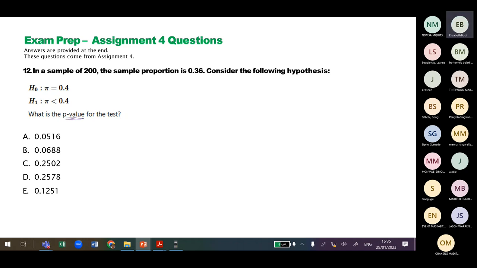What is the p-value? In order for you to find the p-value, it means you need to find the z-value first. But before we do that, we also need to identify several things on this question to help us. Because to find the p-value, we need to apply certain scenarios. So what type of test are we doing based on the alternative hypothesis? Are we doing a two-tail or a one-tail?